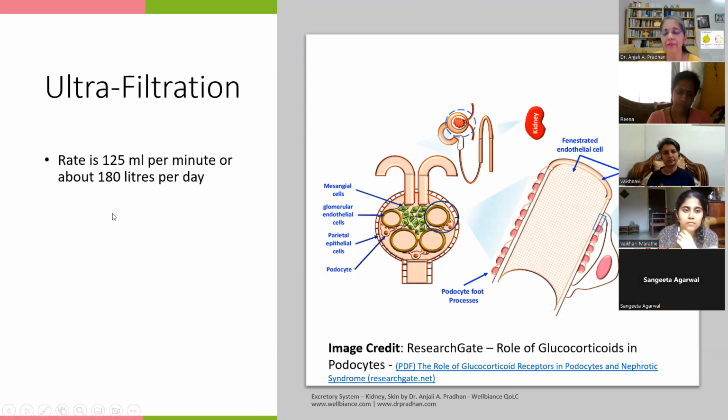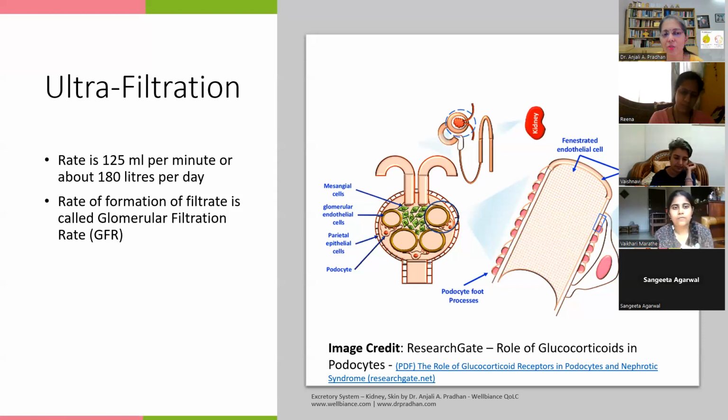The ultrafiltration rate is 125 ml per minute. That is 180 liters per day. So how much does our kidney filter? 180 liters per day. The rate of formation of filtrate is called the glomerular filtration rate, that is GFR. How much filtrate is formed, that rate is called GFR.